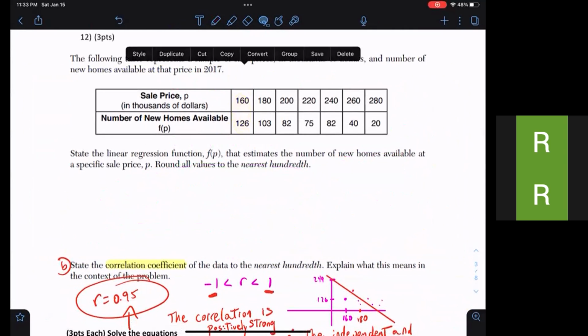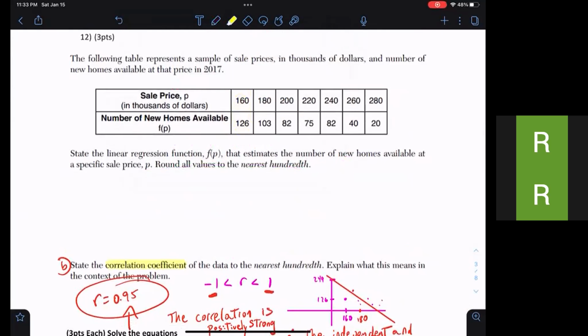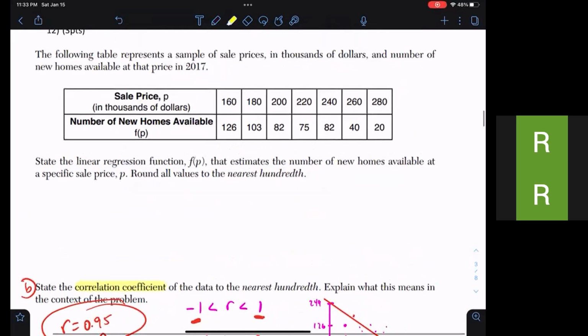problem, right? Okay, so here they said that the following table represents a sample of sales prices in thousands of dollars and the number of new homes available at the price in 2017. So they give you this chart, right? Here they say the sale price is in thousands of dollars, so this is 160, 180, 200, 220, 240, 260, 280. And remember, this is in thousands, so that means you need to multiply. If they're asking you for the real value of the money, you need to multiply by 1,000. You don't need to do that right now, but I'm just saying.